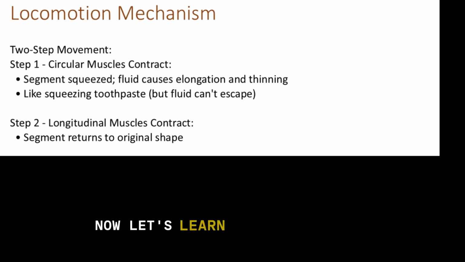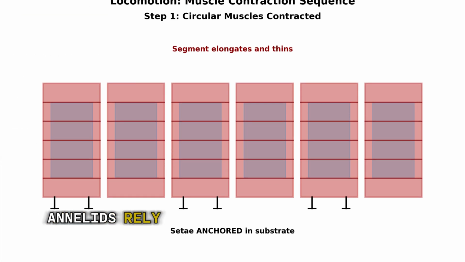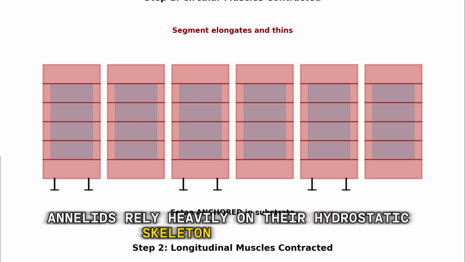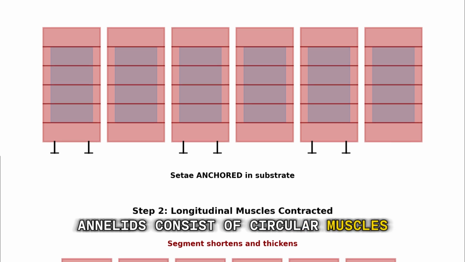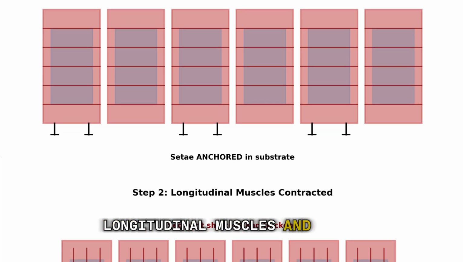Now let's learn about locomotion. Annelids rely heavily on their hydrostatic skeleton for movement. Annelids consist of circular muscles, longitudinal muscles, and chaetae.